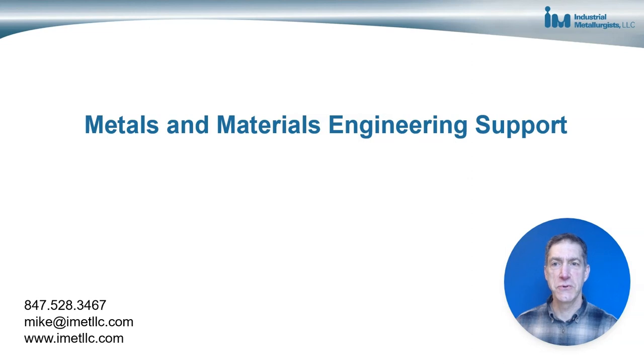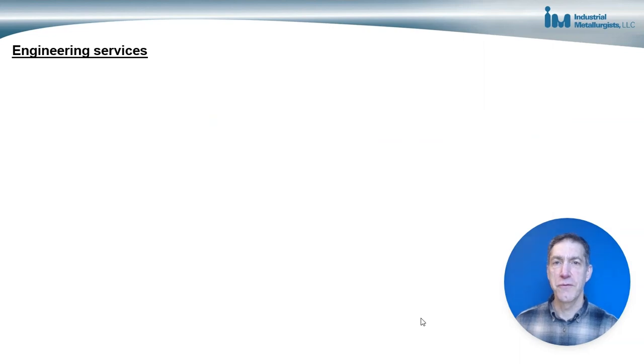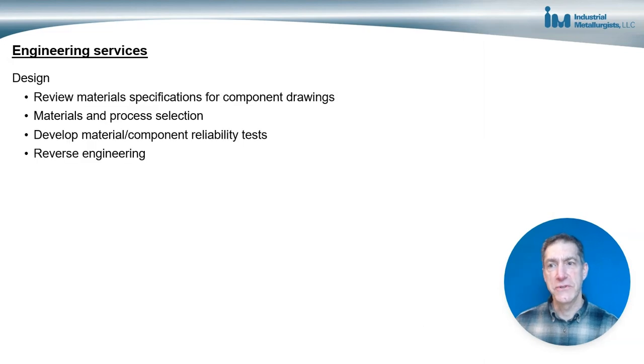I just want to take a few minutes to explain about the metals and materials engineering support that we offer to our clients. So we offer a variety of engineering services to clients, and these are clients involved with product design and manufacturing. So we help with design. This is reviewing material specifications for component drawings and making sure that the material specifications are thorough.